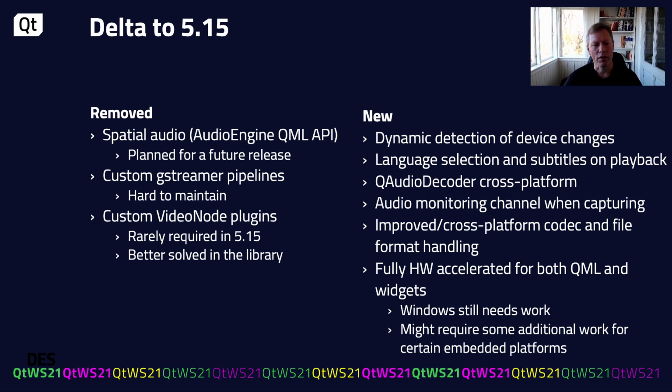At the same time, we've added a couple of new features and functionality. We can dynamically detect changes of the device configuration that are attached to your system. We have language selection and subtitles on playback. We have a cross-platform QAudioDecoder API that works everywhere now. We have an audio monitoring channel when capturing and recording media that didn't exist in 5.15. The codec and file format handling has improved and is much more cross-platform nowadays. And we have a fully hardware-accelerated path for both QML and widgets available now.